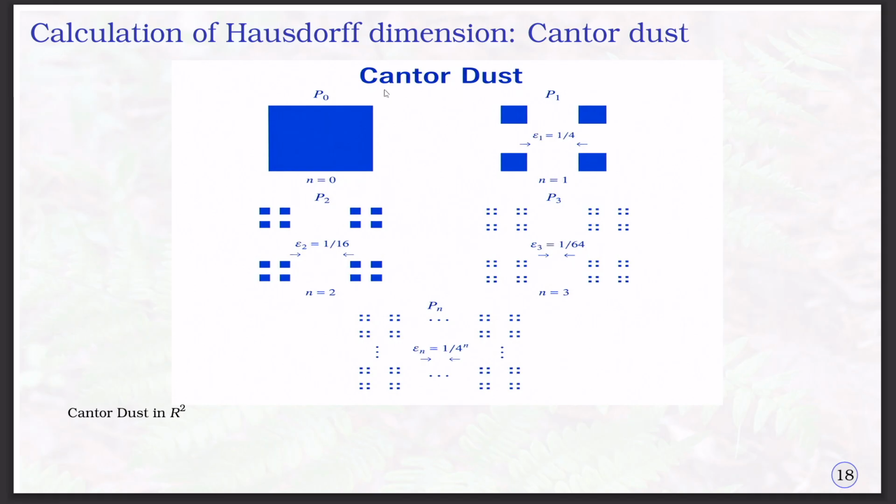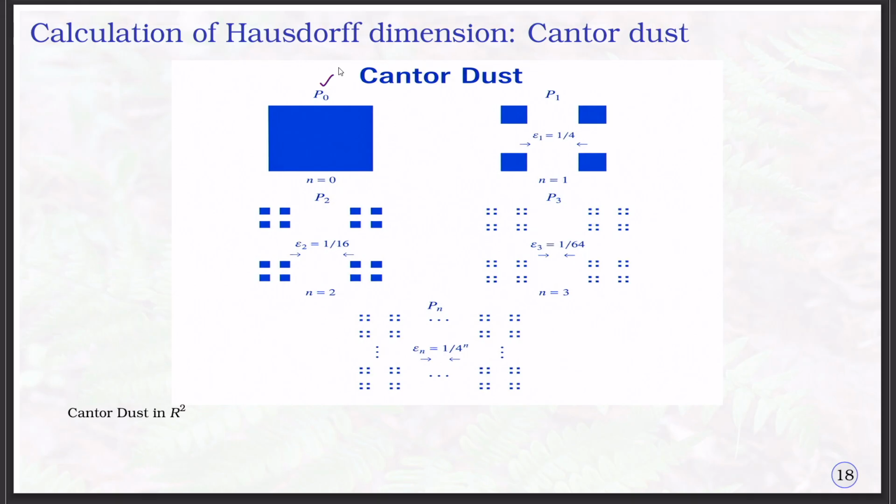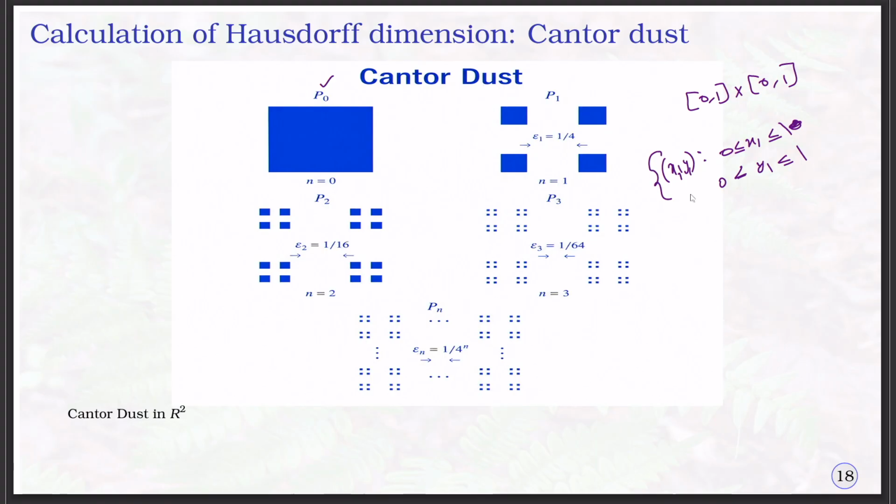Now, take the unit square in R^2. That means the unit square is [0,1] cross [0,1]. That is, x1 lies between 0 and 1 and y1 lies between 0 and 1. Take the collection of all elements (x1, y1) such that x1 lies between 0 and 1 and y1 lies between 0 and 1. This is the unit square.